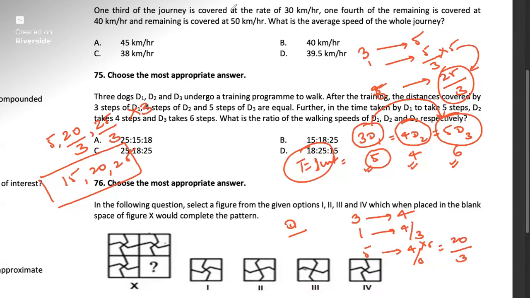Then if we divide 60 by 3, 60 by 4, and 60 by 5, since we take time as 60, we get 20, 15, and 12. That will be the ratio of the distance, sir. And if we multiply it with the time taken, we'll get the speed of the dog. So when we multiply 20 into 5, we get 100. 15 into 4, we get 60. 12 into 6, we get 72. And when we reduce it, we get 25, 15, and 18.